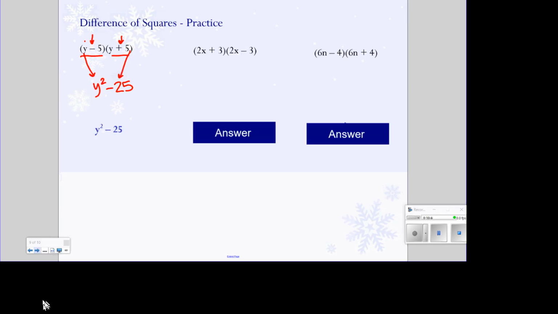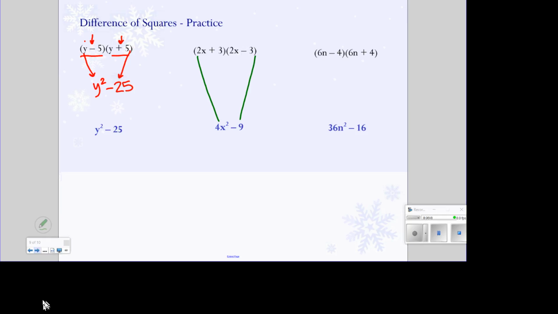Why don't you try the next two on your own? Click pause when you're ready to check. Click play. Okay, so we get, for this one, 4x squared minus 9. And for the last one, 6n times 6n is 36n squared. And 4 times 4 is 16 with a minus in the middle. Again, subtraction sign in the middle every single time.